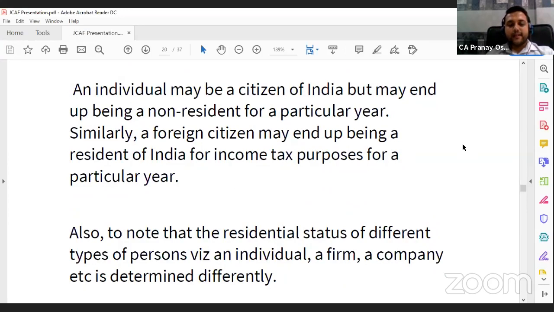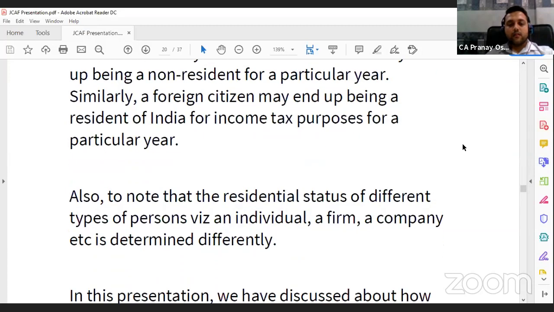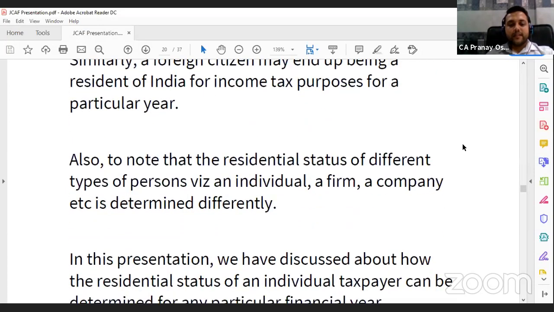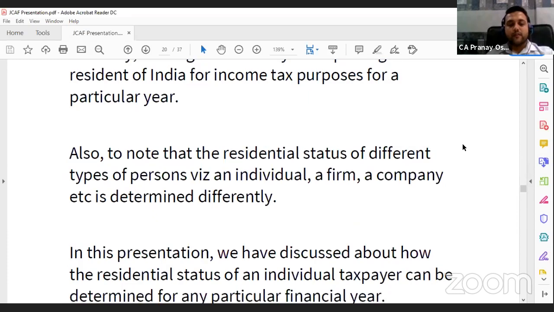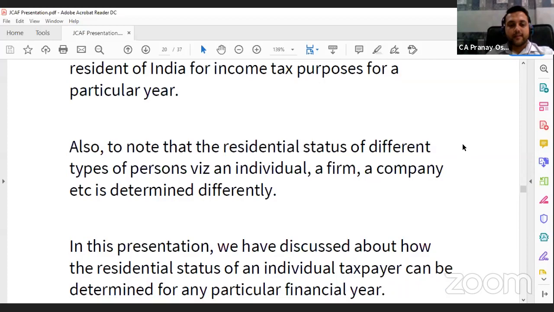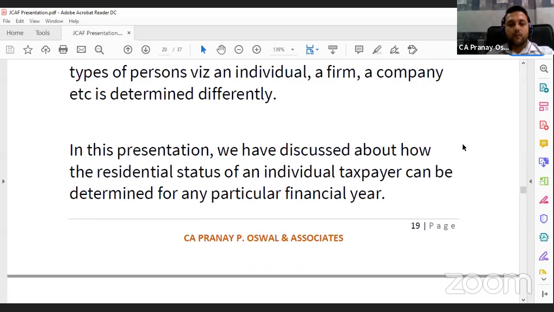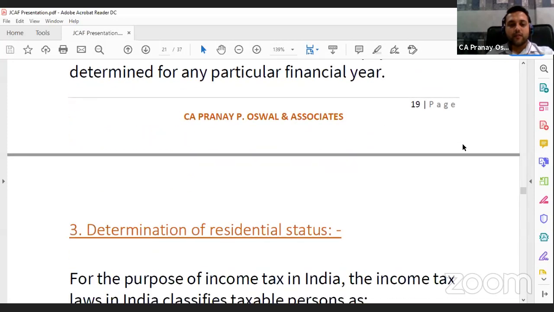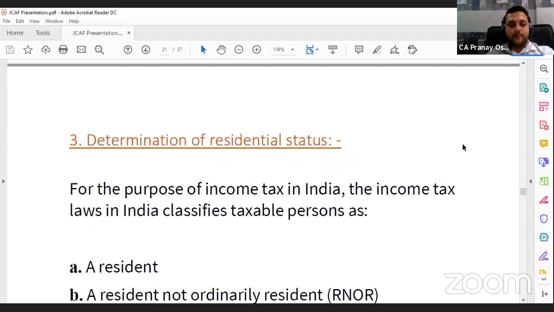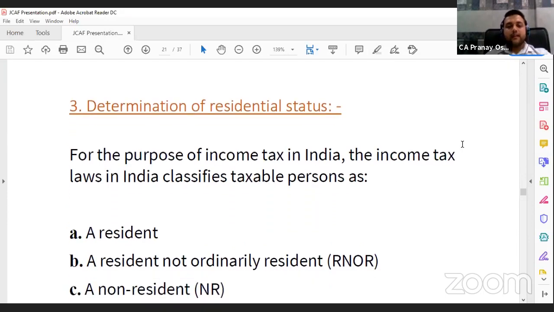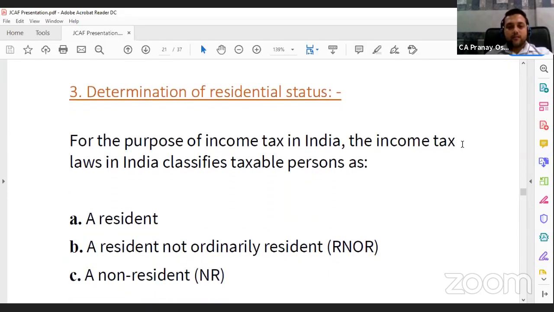Also note the residential status of different types of persons. In this particular presentation, we have discussed only the residential status of an individual. We are not discussing the residential status of a firm or a company, etc. We have just covered the individual taxpayer and how the determination of residential status for an individual taxpayer is made. So for the purpose of the Income Tax Act in India, the income tax laws classify taxable persons as resident, not ordinary resident, and non-resident.